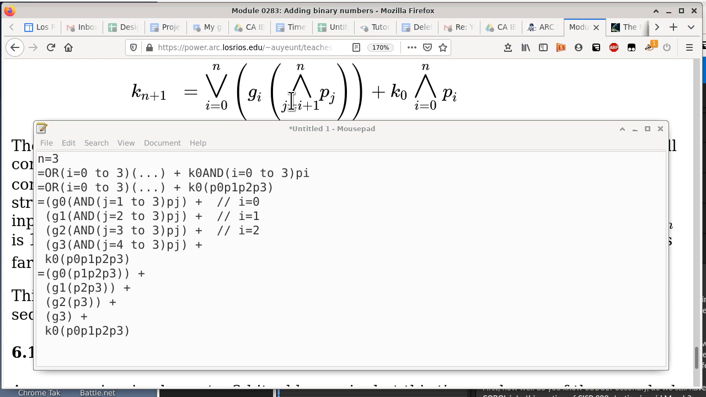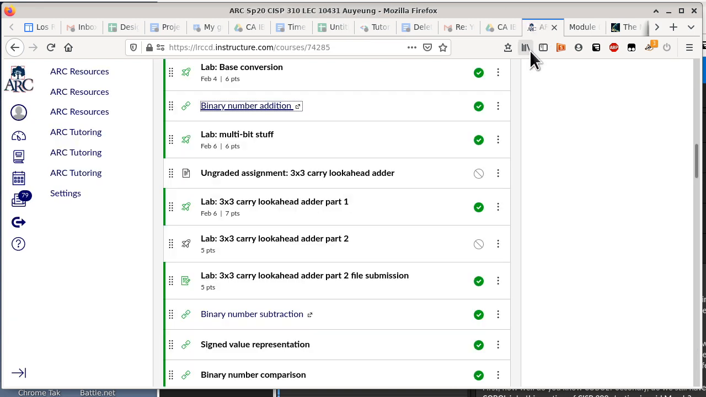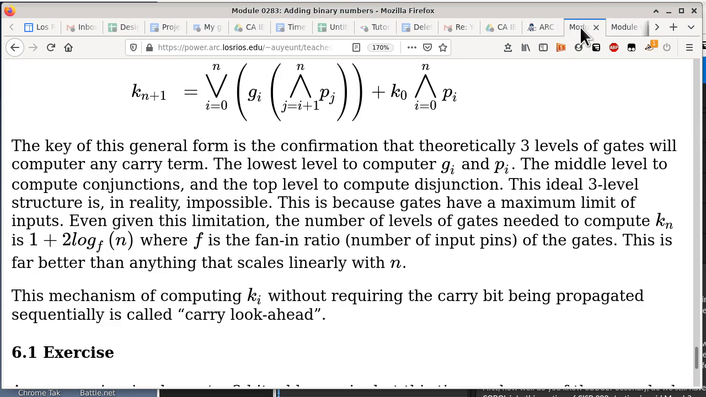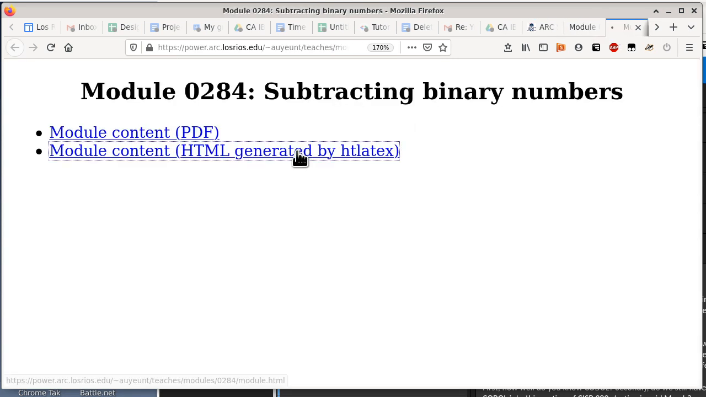Okay, if there are no questions, we're going to move on to subtraction. All right, so subtraction is right here, and we'll take a look at subtraction.